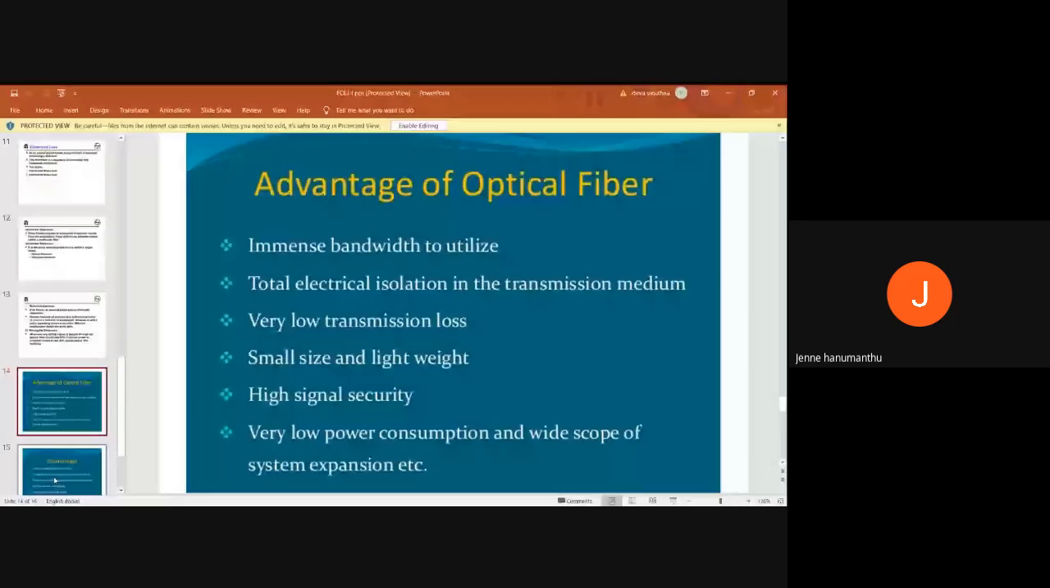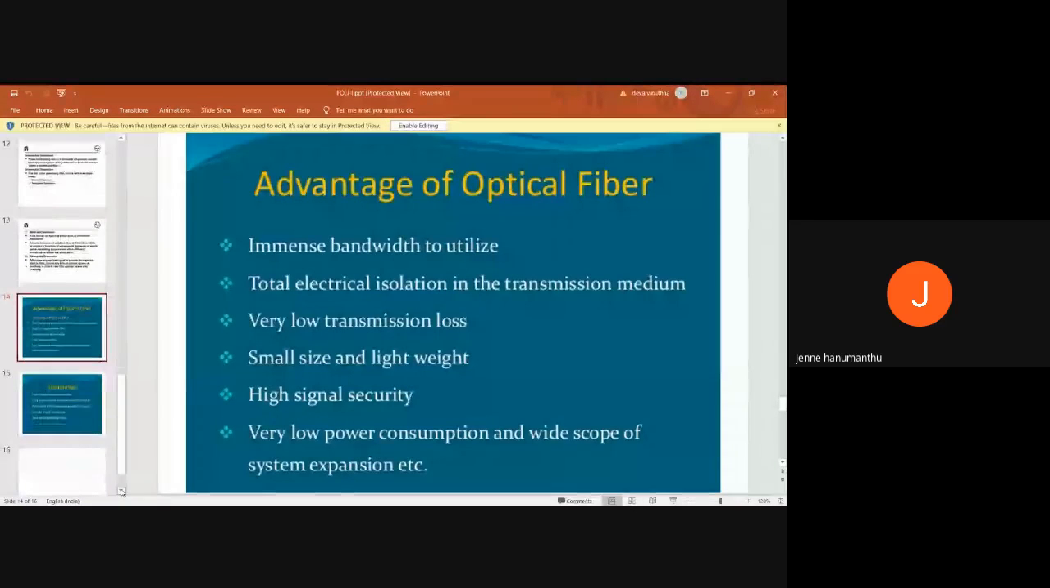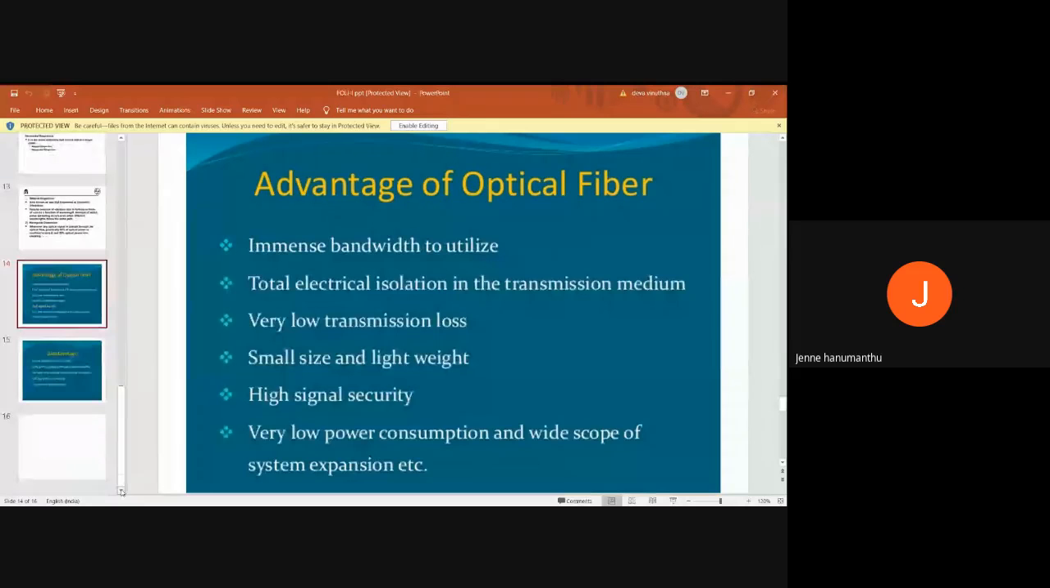We already know why we need to choose this fiber for communication or industrial purposes: small size and light weight, high signal security, very little transmission loss compared to coaxial cables, and enormous bandwidth. Bandwidth is very high, power consumption is less, and you also have good electrical isolation, so generally no shock with optical fiber. These are the number of advantages we have.